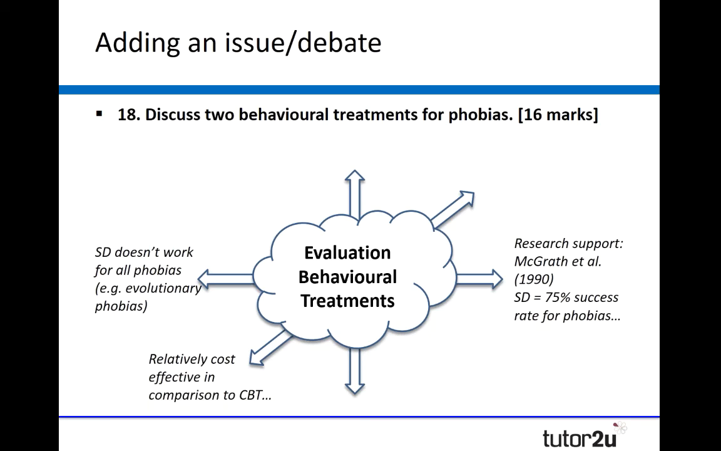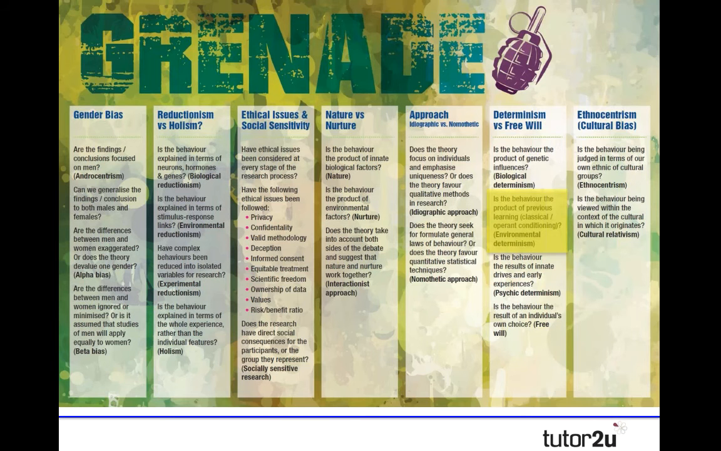Now those 3 points are great points and can be turned into a nice simple evaluation. But what I want to explore now is, can we turn them into an even better evaluation point with very little work? The way to do that, and you may have seen this through our Facebook group, is this grenade poster that's been going around. Yes, I borrowed the idea from someone else, but I've adapted it to fit the new specification, so it wasn't my idea originally. I don't know whose it was. And across it, what I've done is map out all of the new issues and debates, things like gender bias, reductionism versus holism, nature-nurture, idiographic, nomothetic, determinism, free will, etc. So you've got them all there.